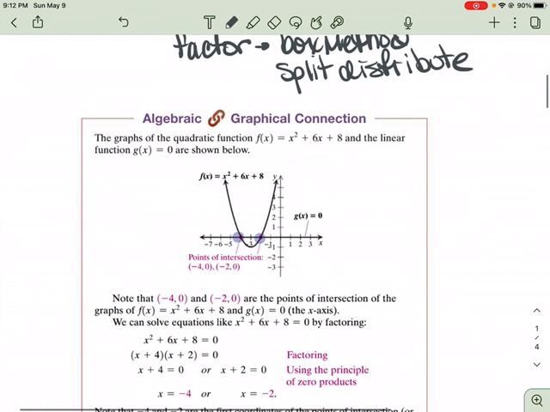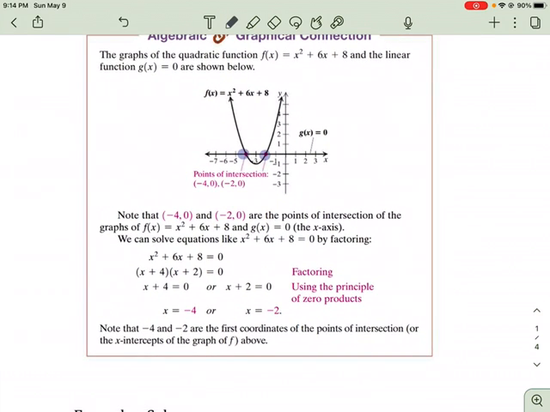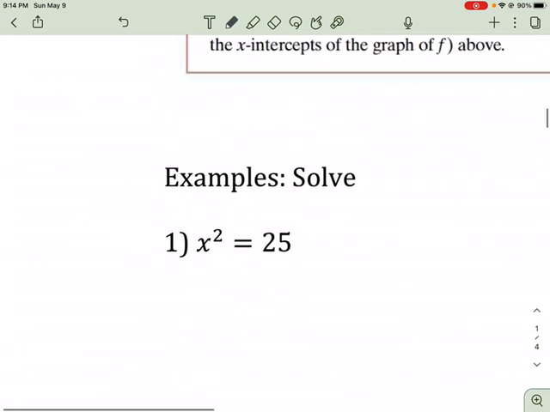Okay, so here's a review. We have our quadratic equation, and remember that when we're solving, we're looking for where the graph crosses the axis, specifically the x-axis. In this particular case, the graph crosses at -4 and -2. Where did they come from? Well, they factored and then set our factors equal to 0 and solved, which we've done in the past. So let's try to remember that.